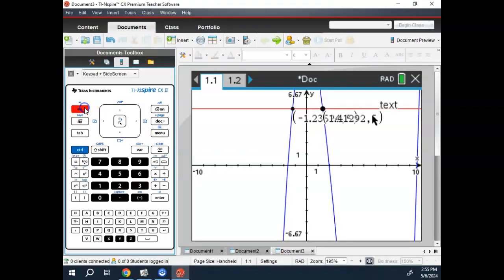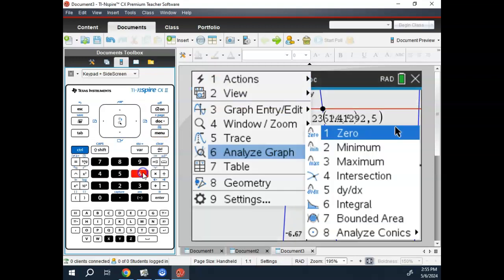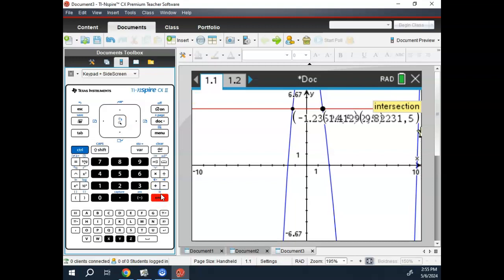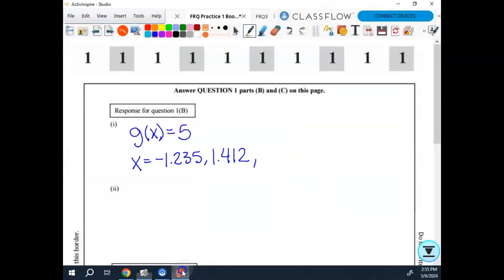And I can change my window if I want to. I don't know that I need to, so I'm not going to if I don't have to. Let me see what happens here. Menu 6, analyze graph, intersection again. That's fine there, but then I got to get on the other side of it. Except it's not letting me enter. There we go. And so that is 9.822. So there are 3 numbers there.